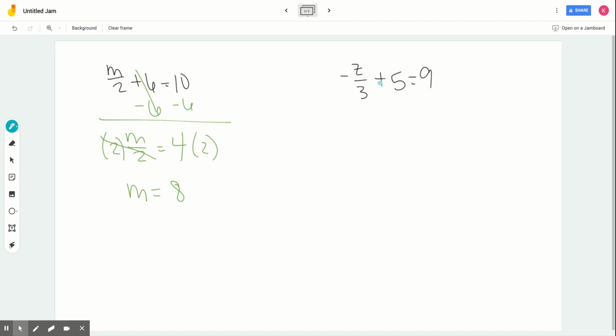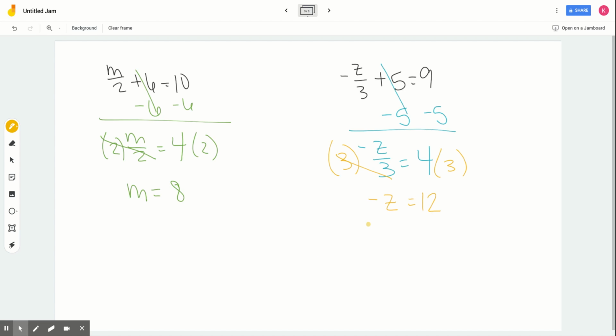You should have started by subtracting 5 from both sides. The opposite of adding 5 is to subtract. So we have a 0 pair. Negative z over 3 equals 9 take away 5, which is 4. Now we can go ahead and multiply by 3 on both sides, because dividing by 3 and multiplying by 3 are inverse operations. So these will cancel. We're left with negative z equals 4 times 3, which is 12.